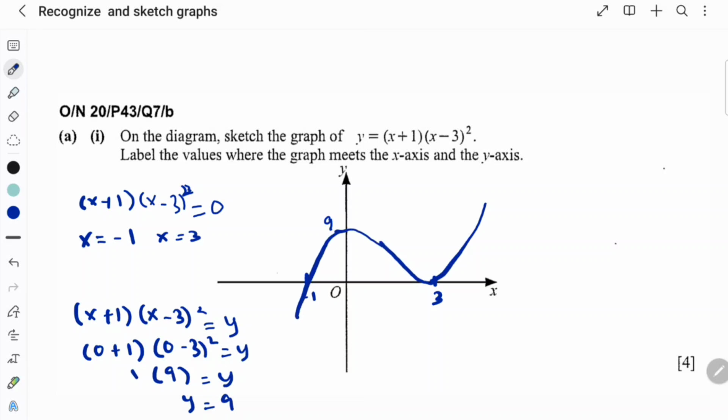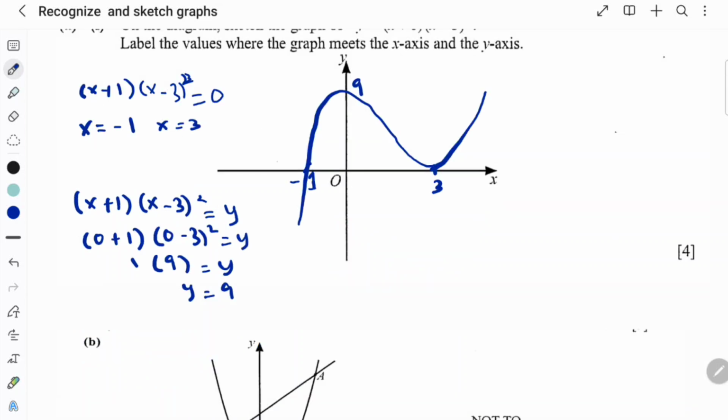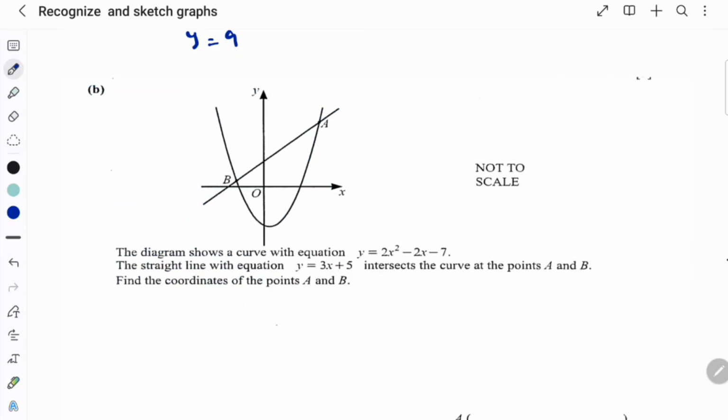And it is 9. All right, so this was the sketch of this curve, which shows both the x-intercept and y-intercept. Now the next question, part B of the same question. You have a curve and a line that intersect at 2 points A and B, and they give you the equations of these two. The quadratic is this and the linear is this one. Find the points A and B.